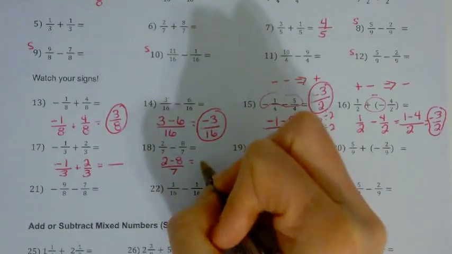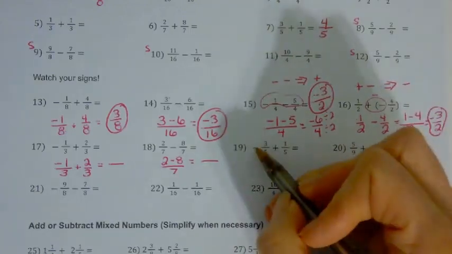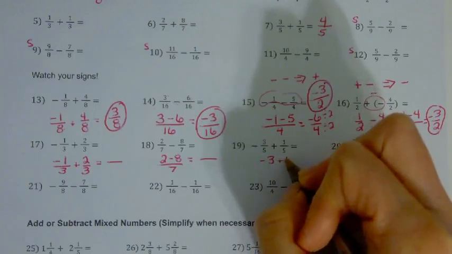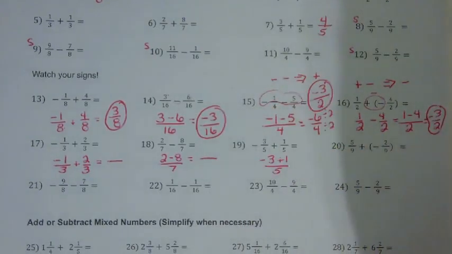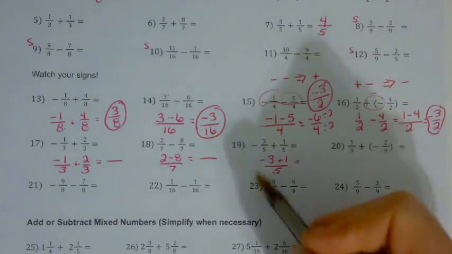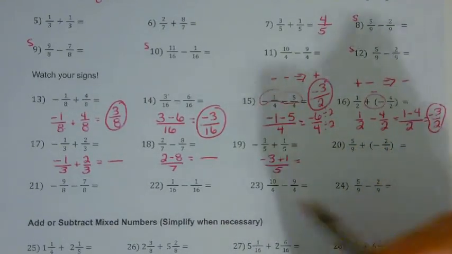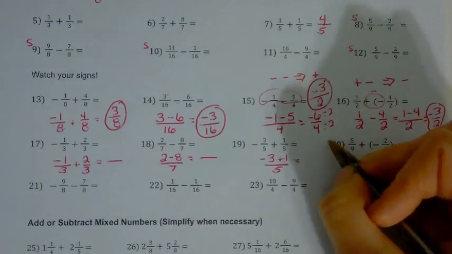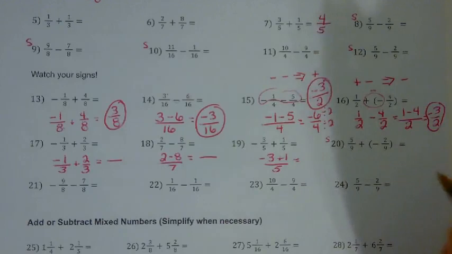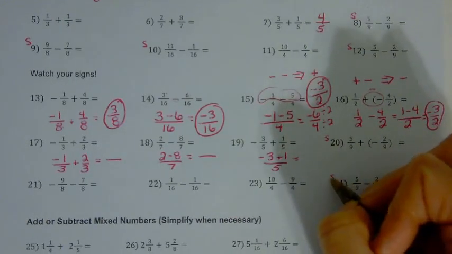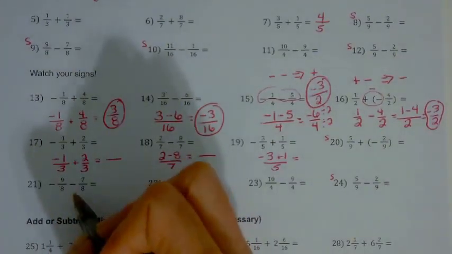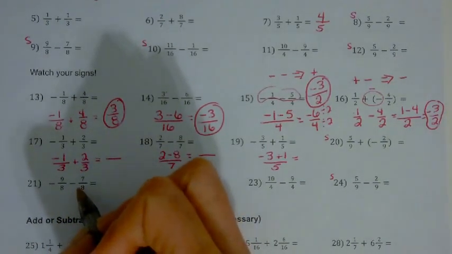See the picture? Get the picture here? Put this negative up here. This is -3 plus 1 all over 5. Okay, and you're going to have to simplify that. And then see what else you get when you do some of these. This is going to need to be simplified when you're done. This is going to need to be simplified. And this one is going to need to be simplified.